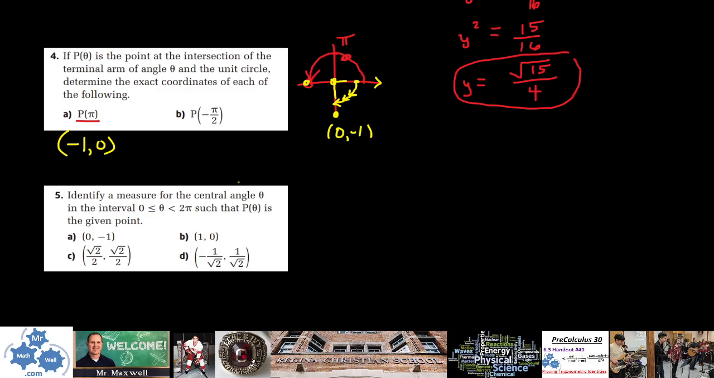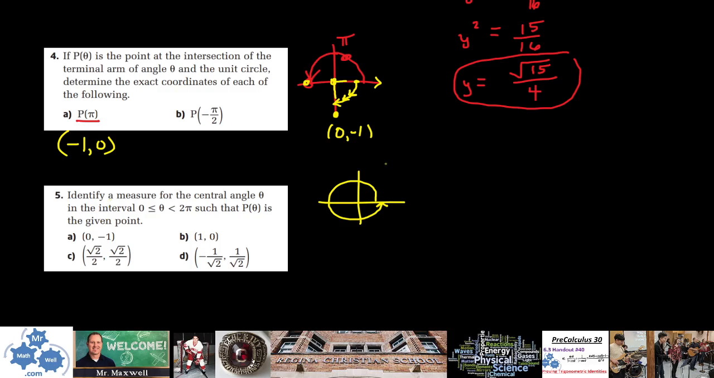Okay, I'll do one more with you, just an example from number 5. I'll do some of number 5 for you just so you can get an idea of how to do that one. Number 5 says identify a measure for the central angle theta in the interval 0 to 2 pi. So that means within one full rotation from 0 all the way to 2 pi. Identify a measure for a central angle such that P of theta is the given point. Okay, so it looks like all of these are going to come from your unit circle, and we've plotted all of these points. So we just have to figure out what angle that refers to.